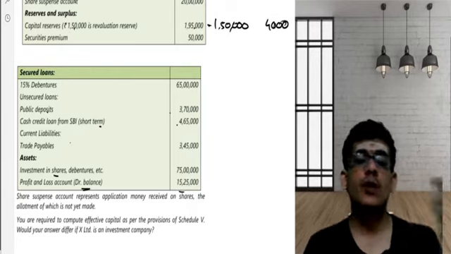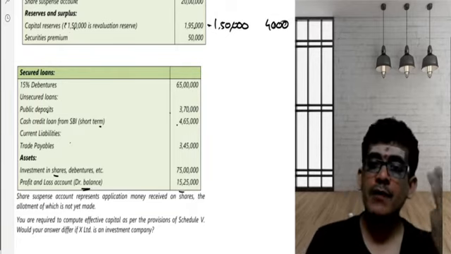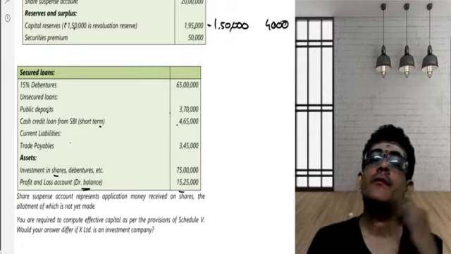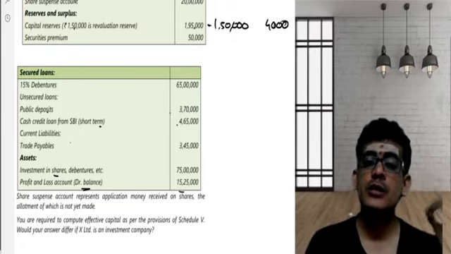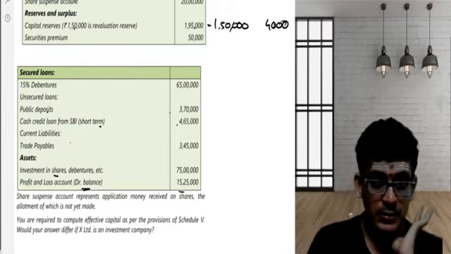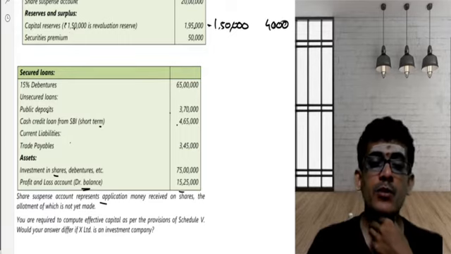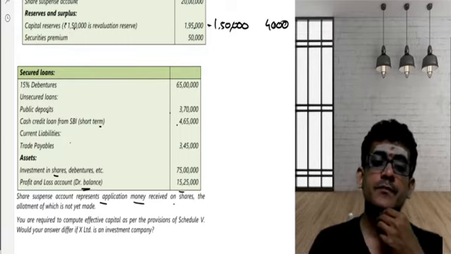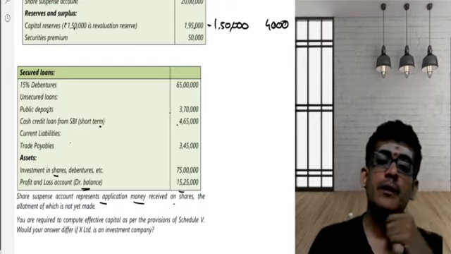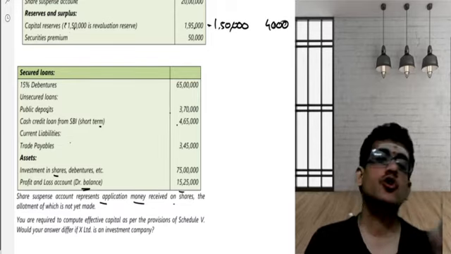What is the meaning of this? You are incurring losses. Whenever you are incurring losses, whenever the profits are not adequate, we need to calculate the managerial remuneration based upon effective capital. So in this case, effective capital should be calculated. Share suspense account represents application money received on shares for which the allotment is not made. Application money received in advance for which allotment is not made should not be considered.